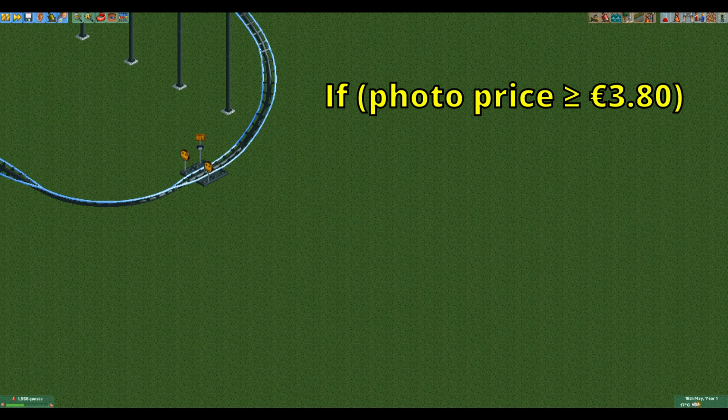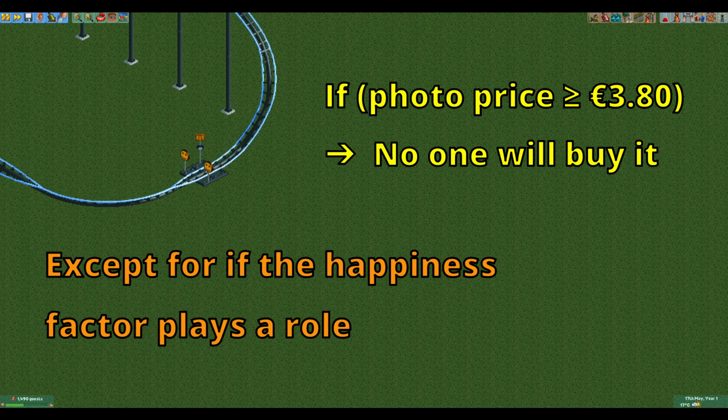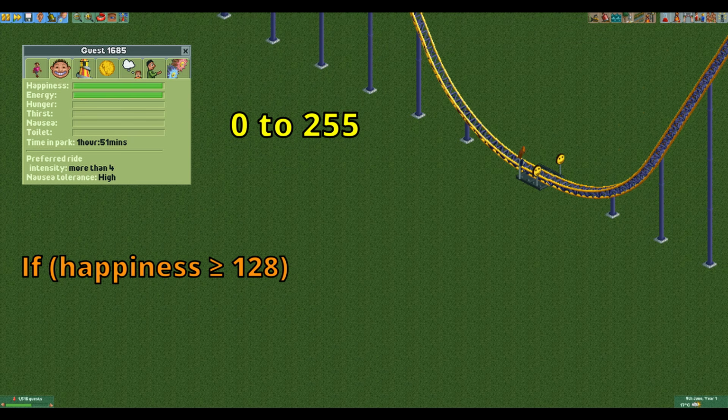This means that if you charge €3.80 or more, no guest will buy it, since the random number that is generated will always be lower than 80 cents. Or at least that would be the case if the happiness factor didn't exist. The guest happiness is a value that ranges from 0 to 255. If it is at 128 or higher, the difference between the price and the base value is first divided by 2 before the random number is generated.